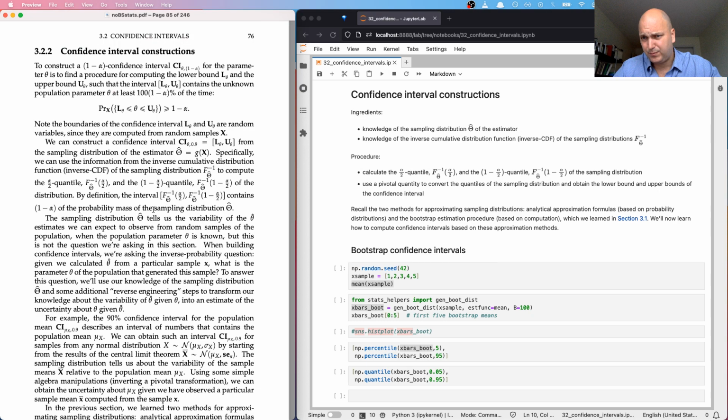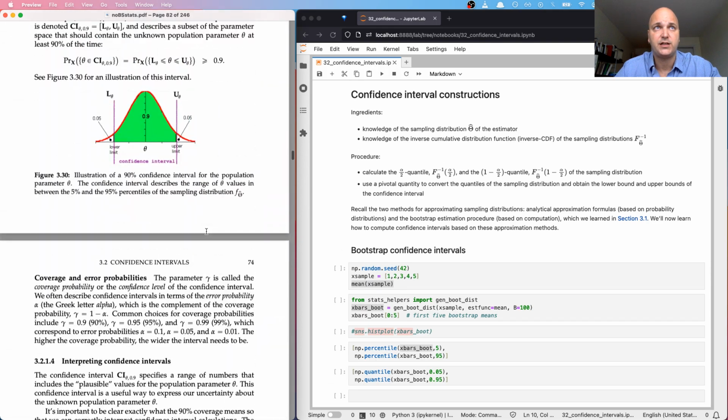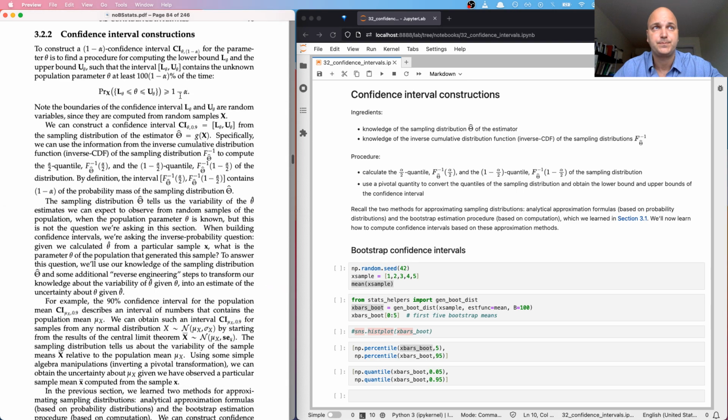How do we build these confidence intervals? Roughly speaking, we saw the high-level picture: we have the sampling distribution, and for 90% confidence we want to cut off the bottom 5% and the top 5%, so that 90% of the probability remains between these two bounds.